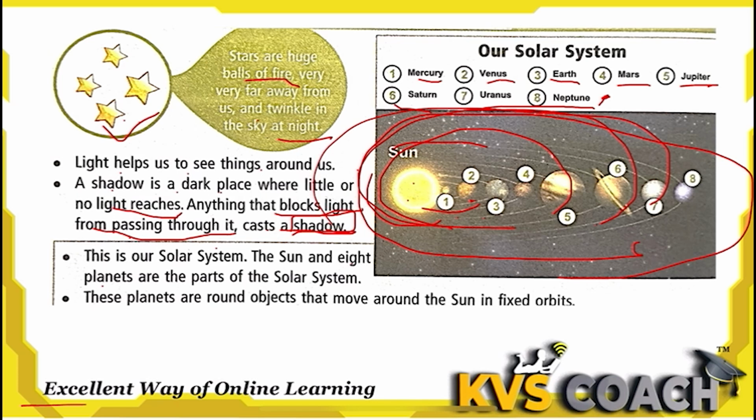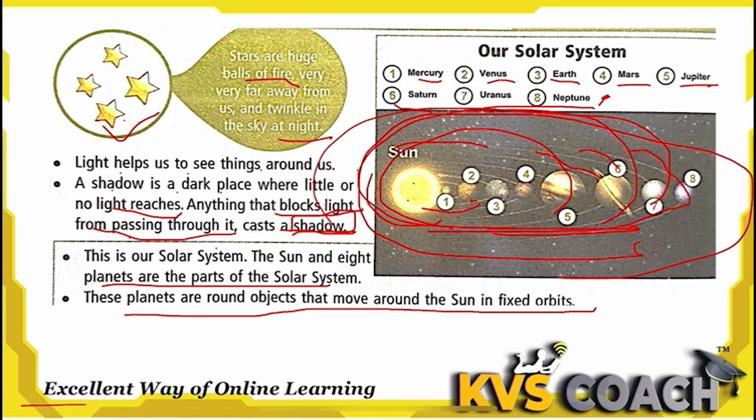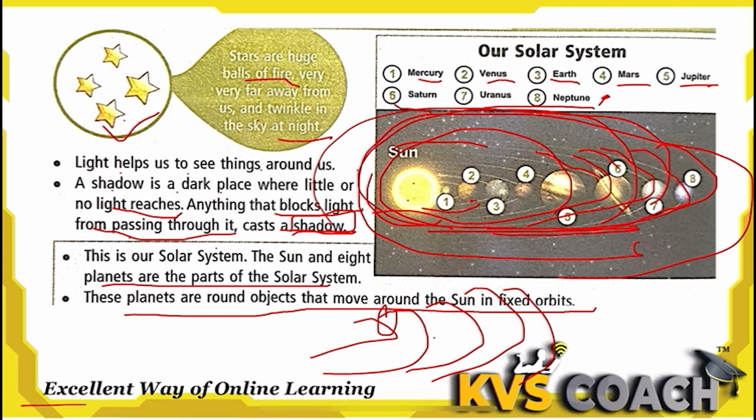The sun and 8 planets are part of the solar system. These planets are round objects that move around the sun in a fixed orbit. As you can see, these thin lines are the fixed orbits in which the planets move around the sun, like this. Here's a planet, here's a planet, here and here. So this is our solar system.